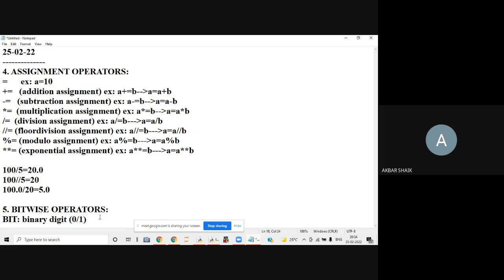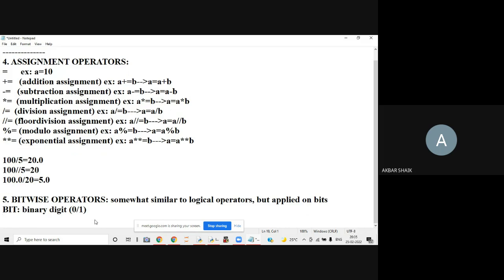Okay, so now what are bitwise operators? Bitwise operators are somewhat similar to logical operators. I'll tell you why I wrote that point. Somewhat similar to logical operators, but applied on bits, or we can say binary numbers. Binary numbers means 0 or 1. So we'll see what the bitwise operators are.